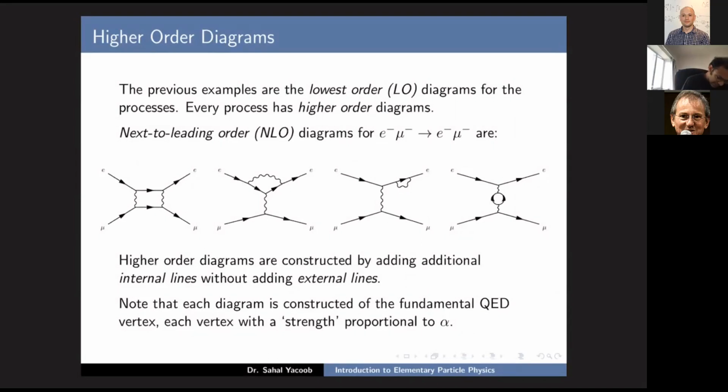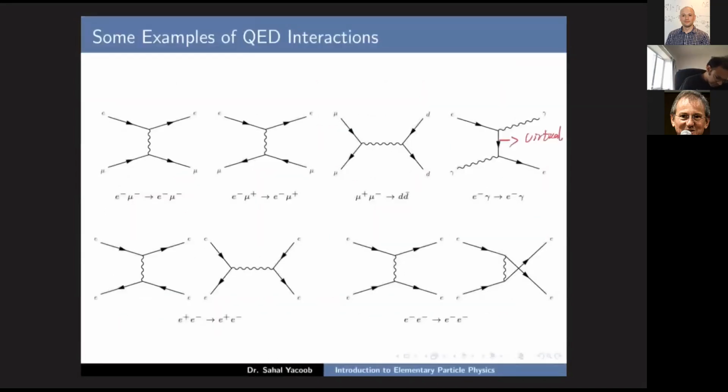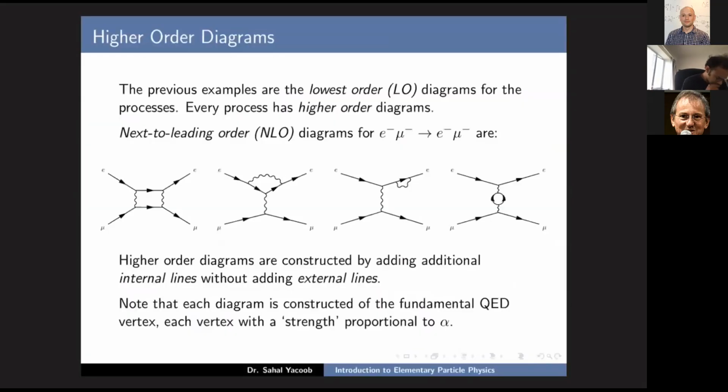So if we look at e mu to e mu, going back, that is our first diagram on the top left. This is our leading order diagram. We got a factor of alpha from that vertex and a factor of alpha from that vertex. So this cross section will be proportional to alpha squared. Well, that diagram will be. But these other diagrams have exactly the same initial and final states.